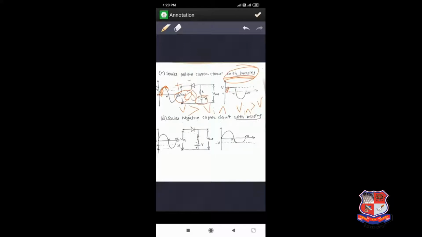Okay, so this diode is an open switch. At that time the output voltage is equal to the battery voltage, which is V, so we get output V.